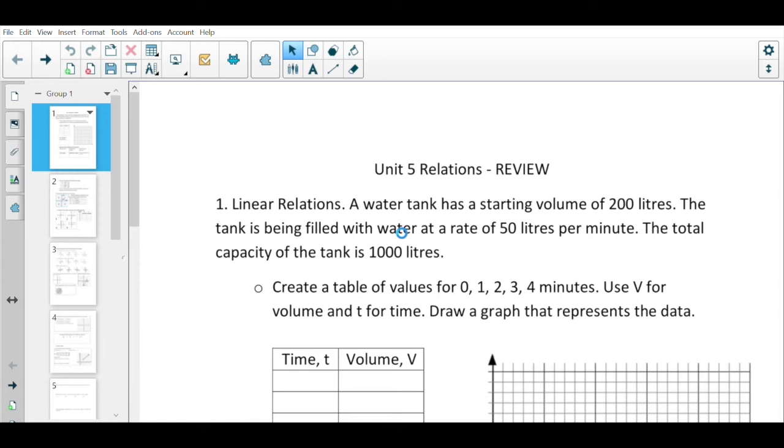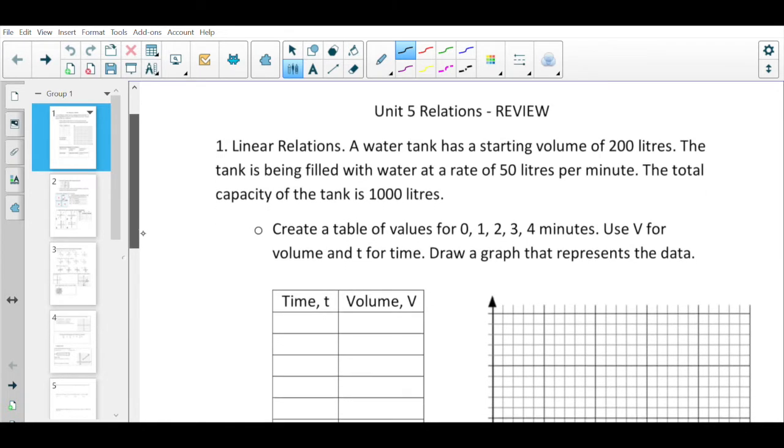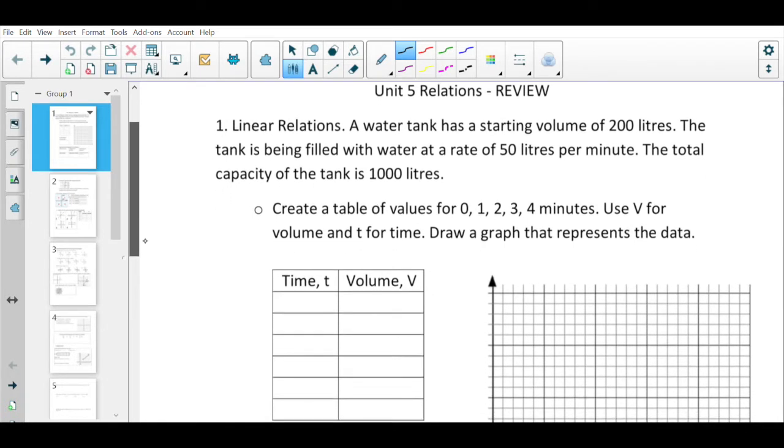Unit 5, Relations Review, Linear Relations, number 1. The water tank has a starting volume of 200 liters. The tank is being filled with water at a rate of 50 liters per minute. The total capacity of the tank is 1,000 liters.